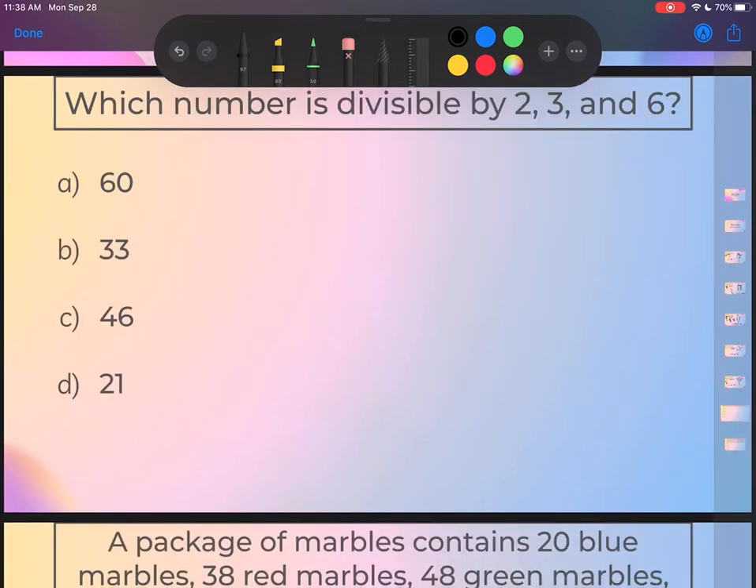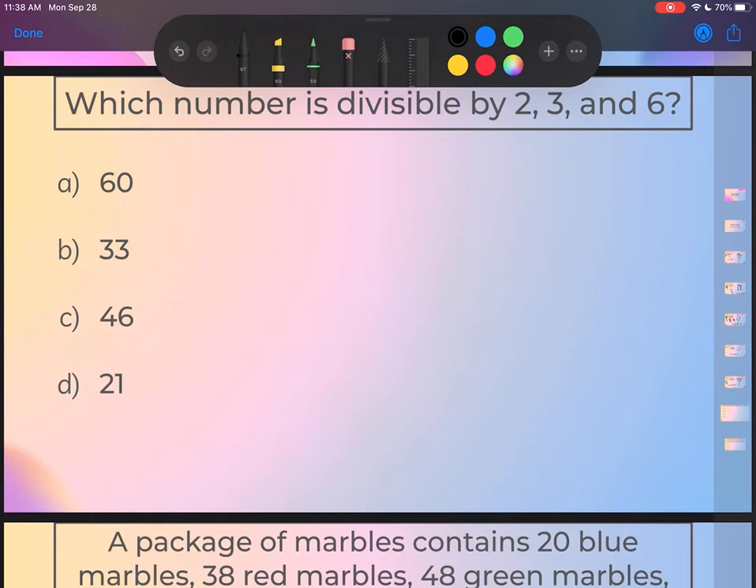All right, which number is divisible by 2, 3, and 6? So we've got 2 options of solving this, right? If I'm trying to figure out what number is divisible by 2, 3, and 6, I'm also trying to think of what numbers have factors of 2, 3, and 6. So 2 times something gets me a number, 3 times something gets me a number, 6 times something gives me a number. So we have an option of either doing T-charts, or we can just see if it matches all the rules, right? So let's think about if these numbers match all the rules for 2, 3, and 6.